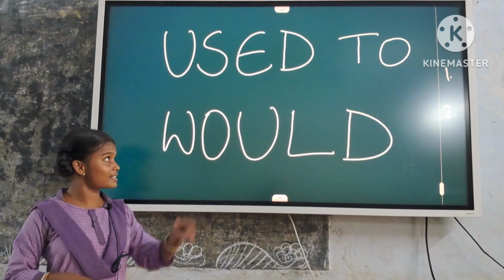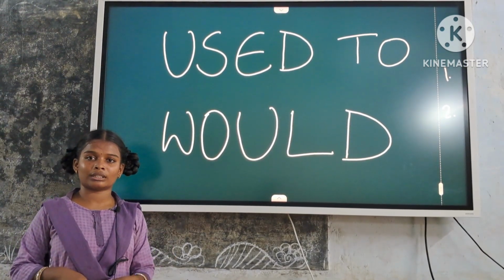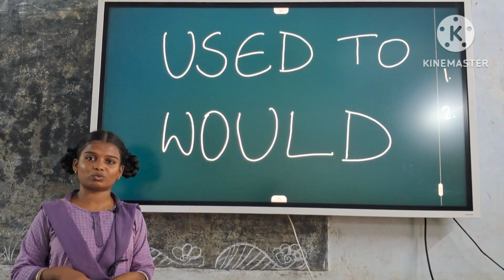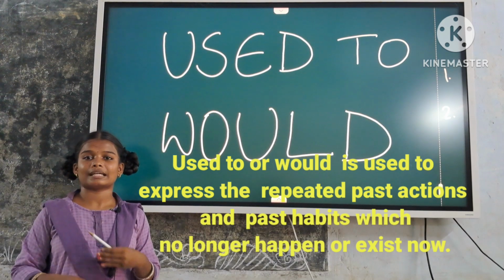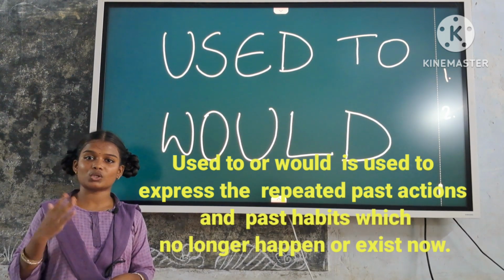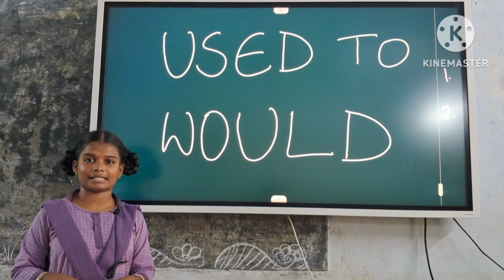Today's topic is used to or would. What are used to or would? They are helping verbs. Where do we use used to or would? Used to or would is used to express repeated past actions and past habits which no longer happen or exist now.